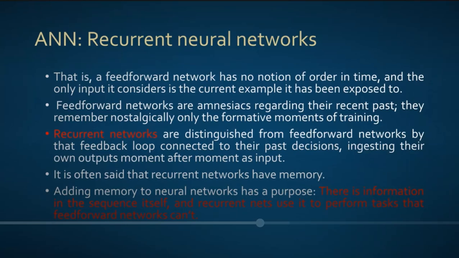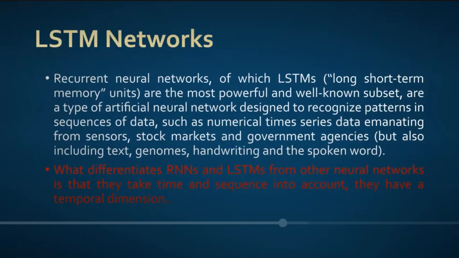So they usually say that these networks, the RNNs, have some sort of memory. So this has a purpose. There's information in the sequence itself. So if you have a temporal signal, a recurrent net is used to perform tasks that feed-forward networks cannot. A subtype of RNNs called the long short-term memory units are the most powerful and well-known subset. And these are a type of ANN used to recognize patterns in sequences of data, like numerical time series, stock market values, handwriting, and spoken word.